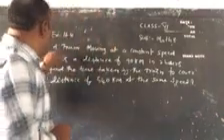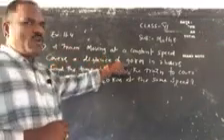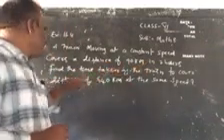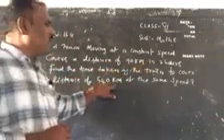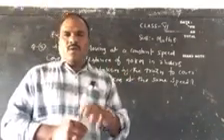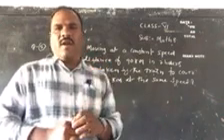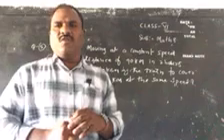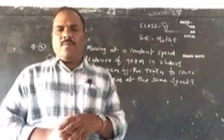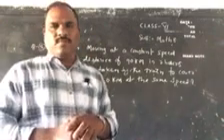Children, a train moving at a constant speed covers a distance of 90 kilometers in 2 hours. Find the time taken by the train to cover a distance of 540 kilometers at the same speed. First of all, we have to find the distance covered by the train in 1 hour. For that, we use the time taken by the train to cover 90 kilometers, which is 2 hours.